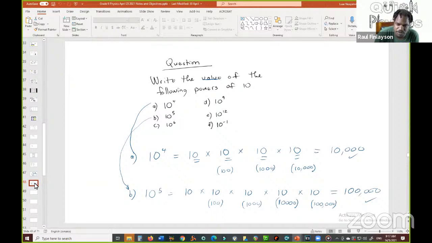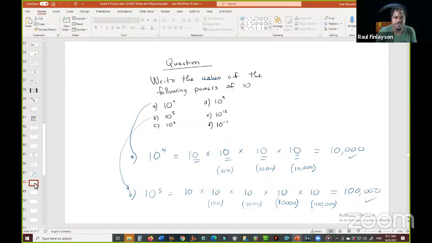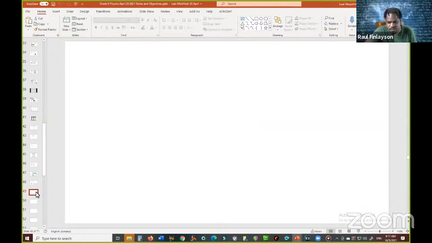If you can see the screen, the last thing we would have done was this topic here, which had to do with the powers of 10. Now that terminology, the powers of 10, is suggesting that the number 10 has different levels of powers, and those powers are written as superscripts, and superscript is the word.